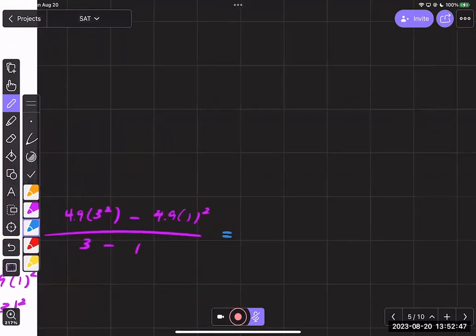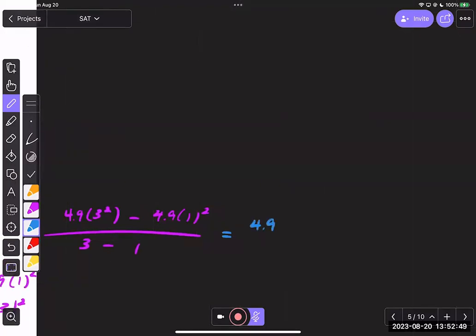what is it now? 4.9, and then in parentheses, 3 squared minus 1. Which is equal to 8. Over 2, right? And what's that going to get you?